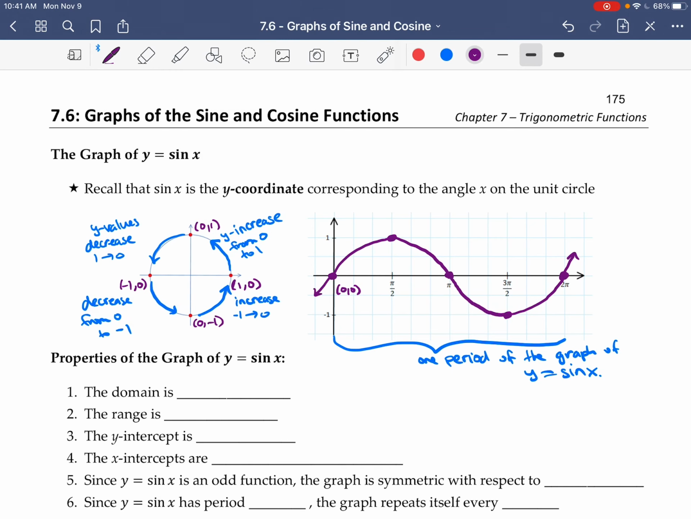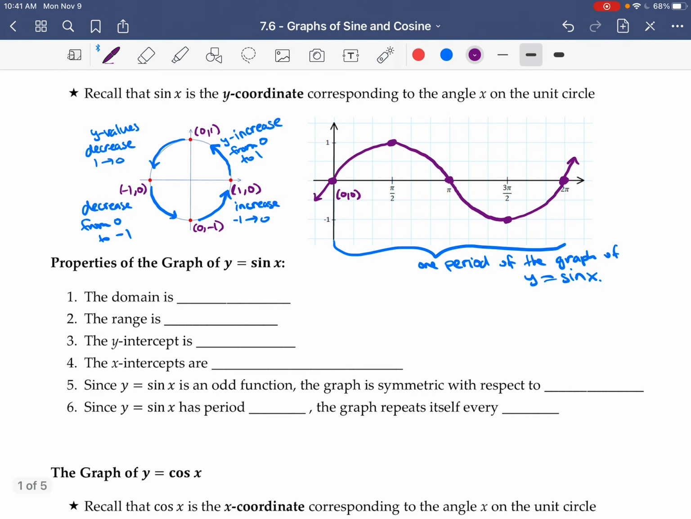So some properties about this graph. So the domain, all the x values are valid. So the domain is all real numbers, or negative infinity to infinity. Okay, the range, now the y values are never bigger than 1 or smaller than negative 1. So the range is the interval from negative 1 to 1. So i.e. the y values are stuck between negative 1 and 1. The y-intercept is, of course, at 0, 0.